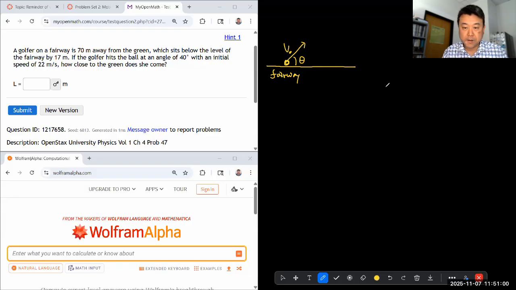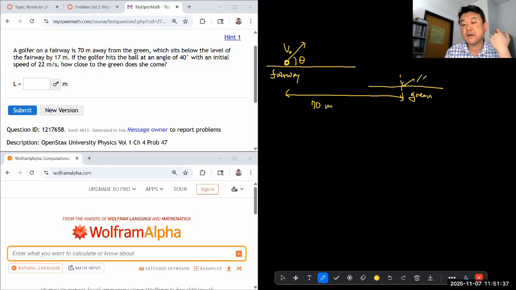And the fairway is about 70 meters away from the green. So this is green. I have no idea what that's referring to, but it must have something to do with the golfing. It's saying 70 meters away from the green. Let's say there's some sort of reference point on green. Let me call this my x equals 0. That's the point I'm trying to get to.